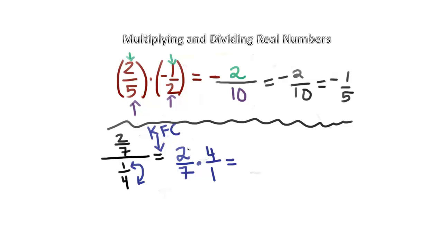Now we can just multiply across. So the 2 times the 4 gives you an 8, right? And then the 7 times the 1 gives you a 7. So our final answer is 8 over 7, right? And you can't simplify that. And this one will be a positive answer because we have essentially a positive 2/7 and a positive 1/4, and you have the same sign, so therefore the final answer is a positive 8/7.